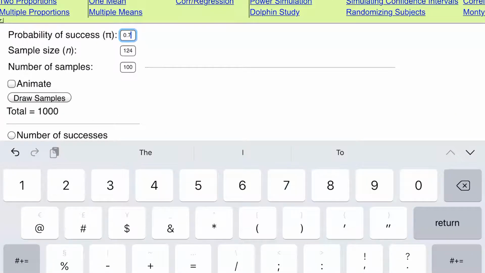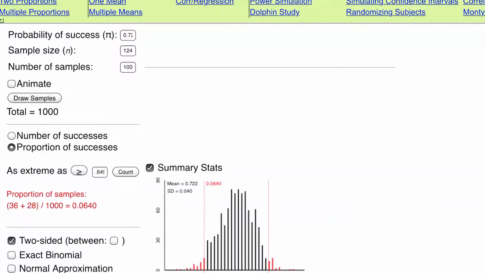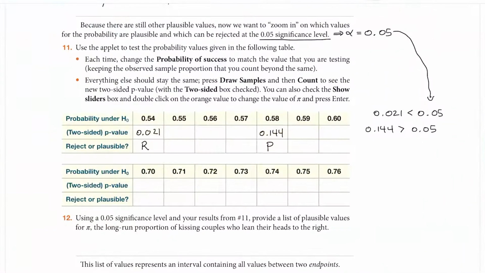Now I'm going to skip to 0.72. So I'm going to go back to the applet, and I'm going to put 0.72 in for my null hypothesis value that I'm testing, and everything else stays the same. And now for my p-value, I got 0.064. Make sure that the two-sided box is still checked there. So 0.064 for my p-value. So I'm going to fill that in the table.